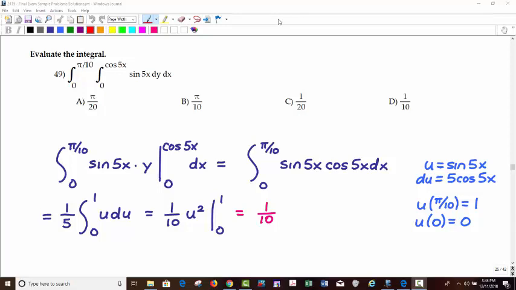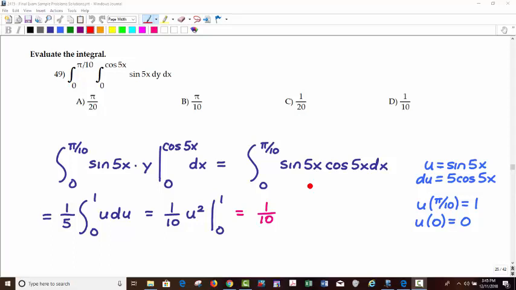Problem number 49, we have a double integral with the limits of integration already set up for us, so it's just the process of running through the mechanics of a double integral. It goes dy dx, so we integrate with respect to y first. There are no other y terms, so that's going to produce a y right here, and then cos of 5x and 0, which will just leave a cos of 5x. So now we have the integral from 0 to pi over 10, sine 5x, cos 5x.